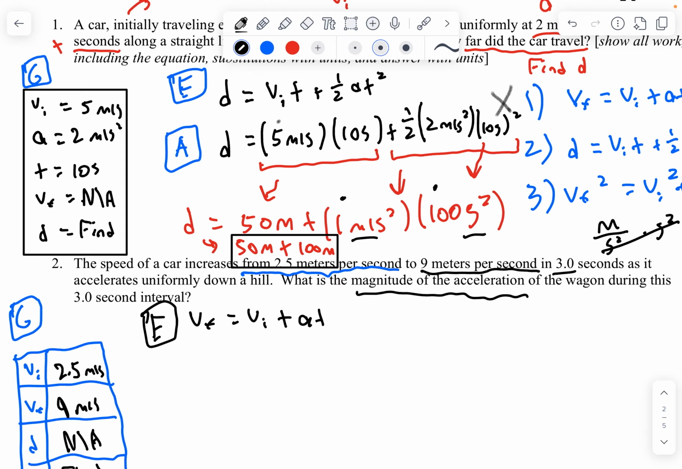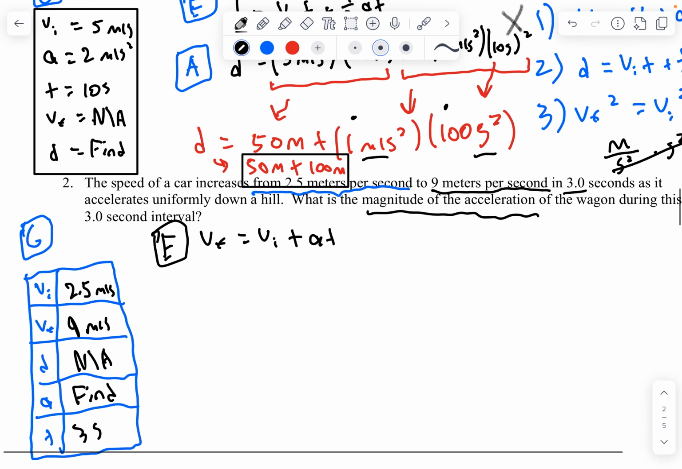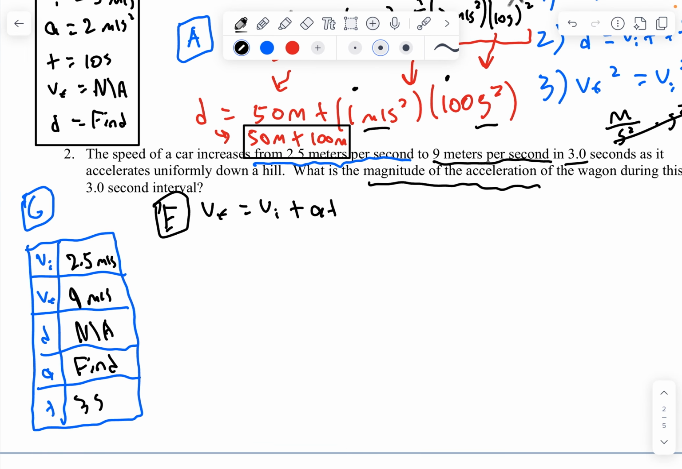So this is a crucial step, what we're about to do. What you need to think about is, how do I make this in terms of what I'm trying to find? So we want to make it A equals, and then the rest of the equation. We want to solve for A. How do we do that? Well, this is also just algebra. We subtract VI on both sides, and that gets us VF minus VI equals AT.